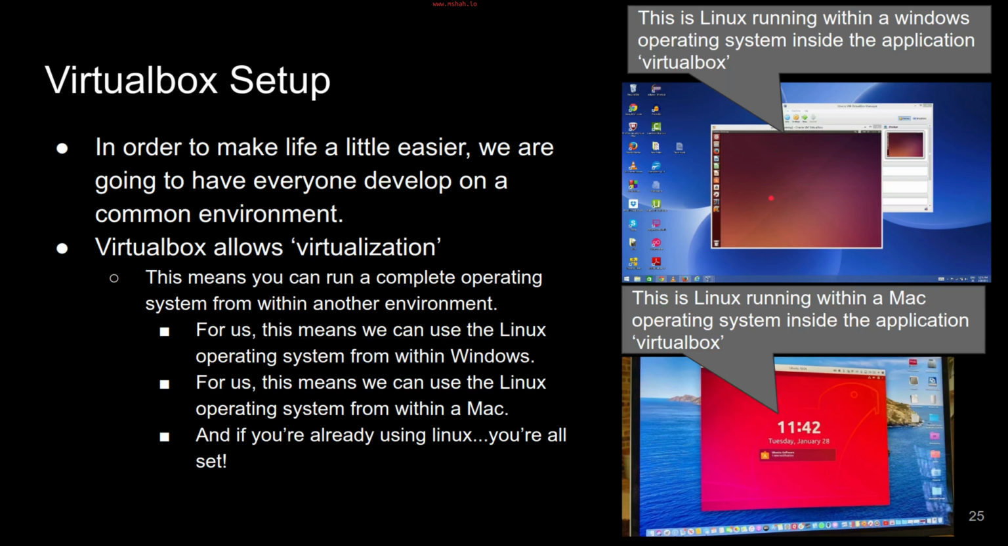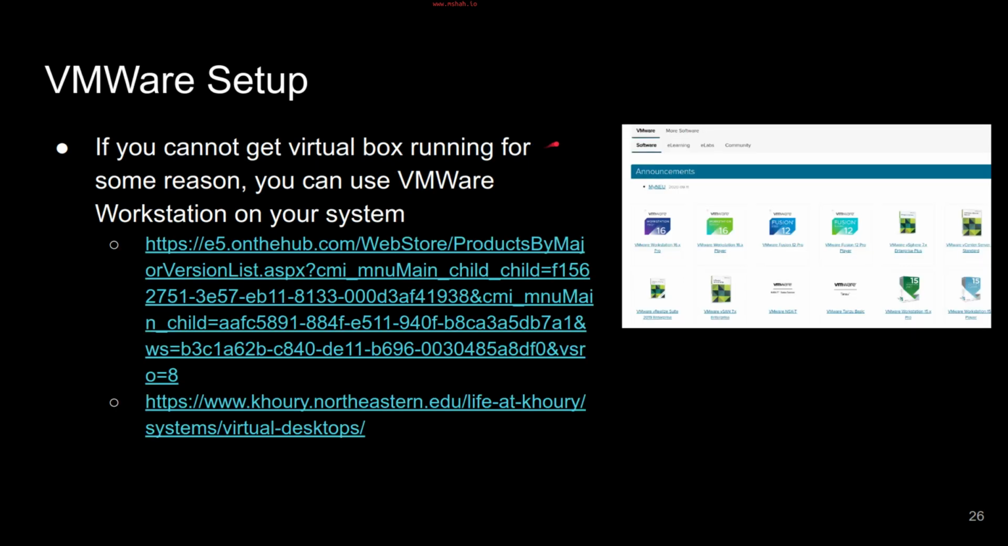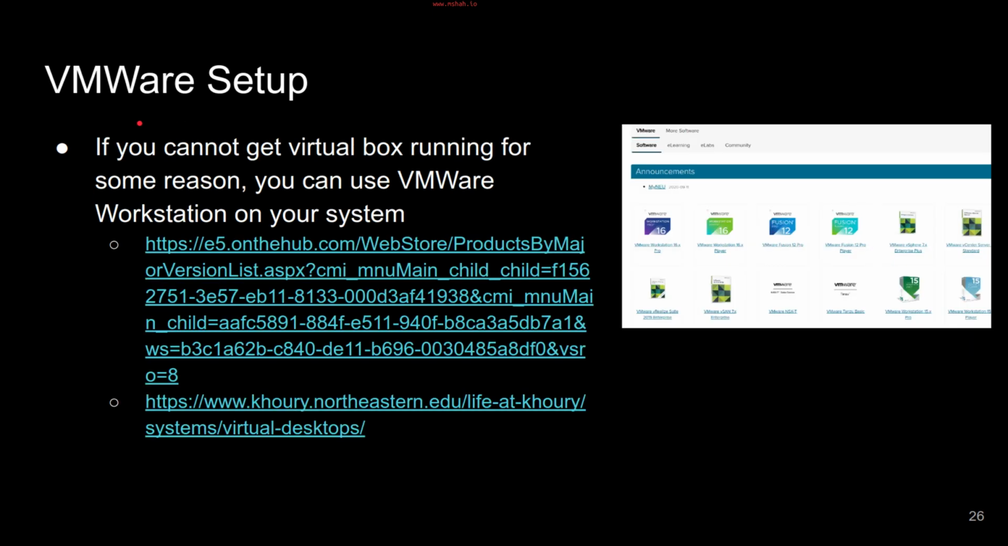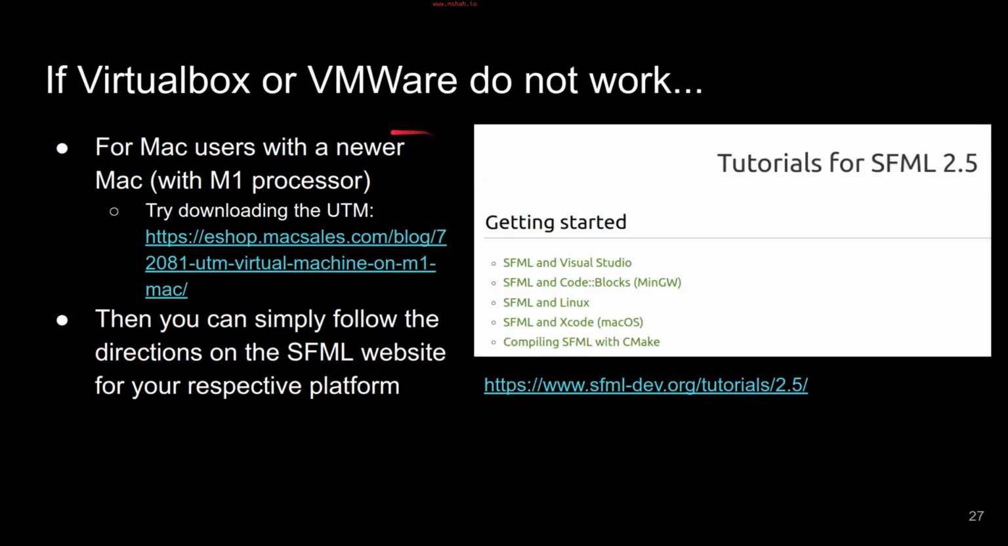VirtualBox allows what's called virtualization, which lets you run an operating system within another operating system. So this is a Windows background, and you can see Linux here in this window. This is a Mac, and you can see Linux running here. There's a few ways to set it up. VirtualBox is the popular thing to download. There's also VMware. That's the application that's running the operating system. And for Mac folks, if you have a new Mac as of like 2020, there's another newer virtual environment that you can download, or try this one.